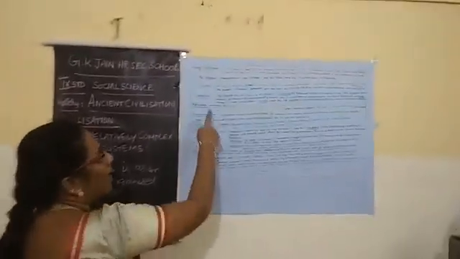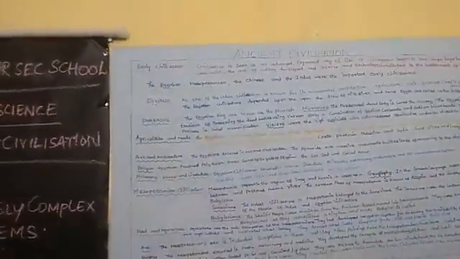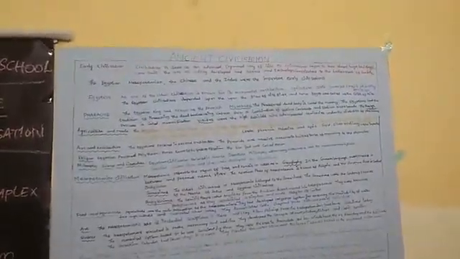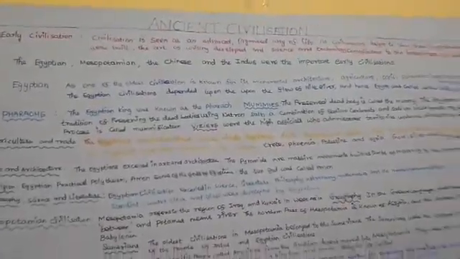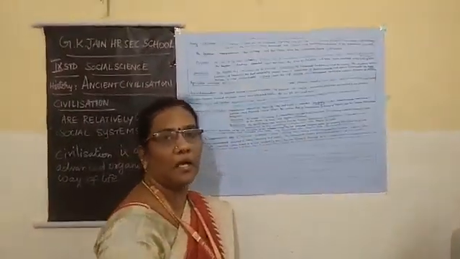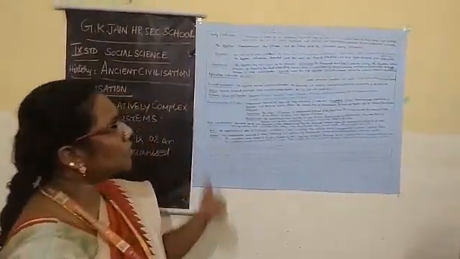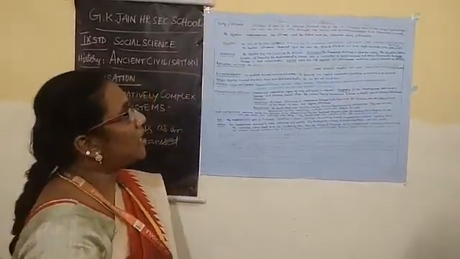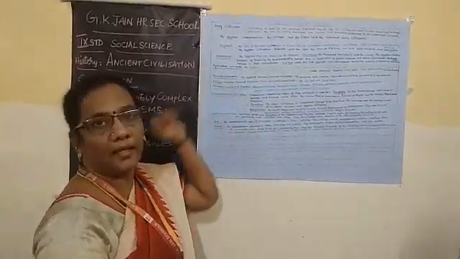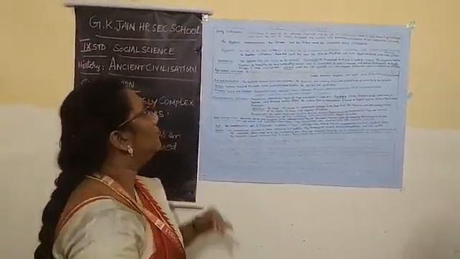Now we see the chart. Early civilization. What is early civilization? Civilization is seen as an advanced organized way of life. As civilizations began to take shape, huge buildings were built, the art of writing developed, and science and technology contributed to the betterment of society. That is what early civilization means.